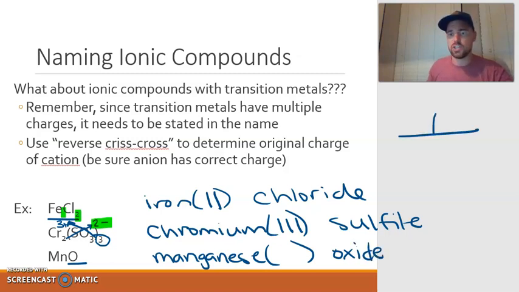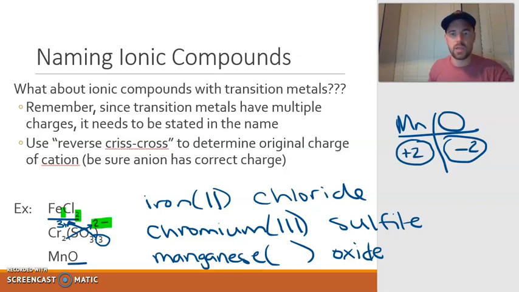Now, if I were to do the T-chart for this last one, we have our 2 ions here. According to the formula, it takes 1 manganese to cancel out 1 oxygen. If I know oxygen's -2, that tells me that manganese is +2. And therefore, that's the Roman numeral.